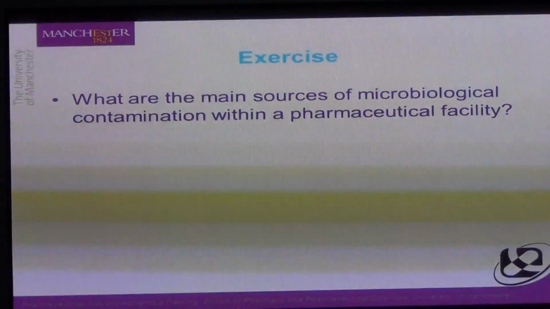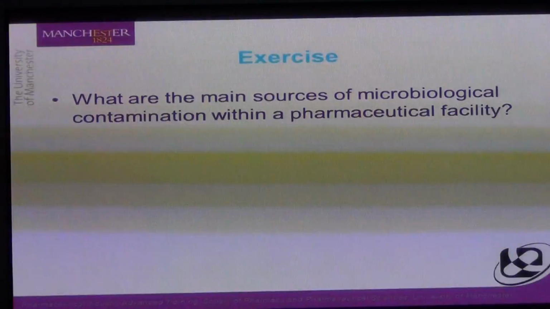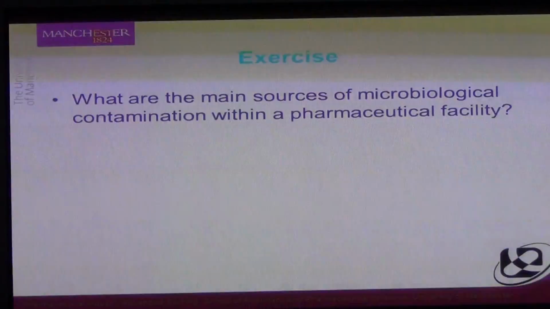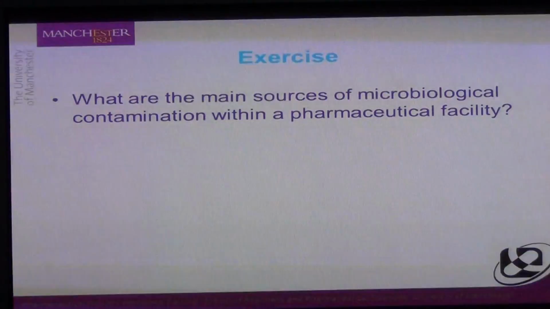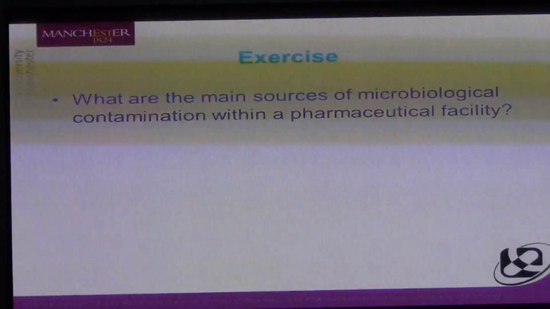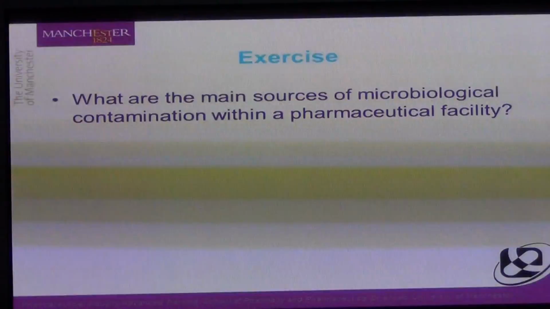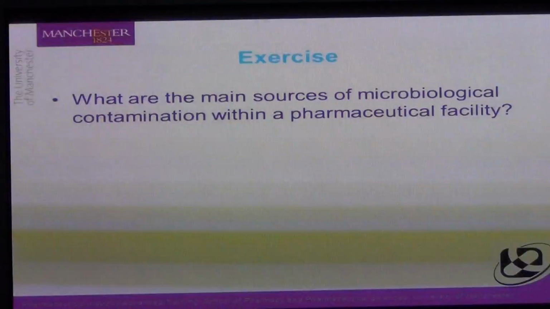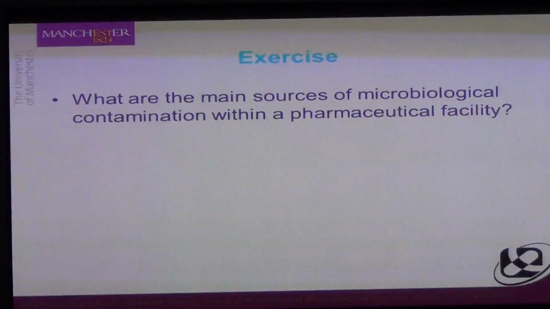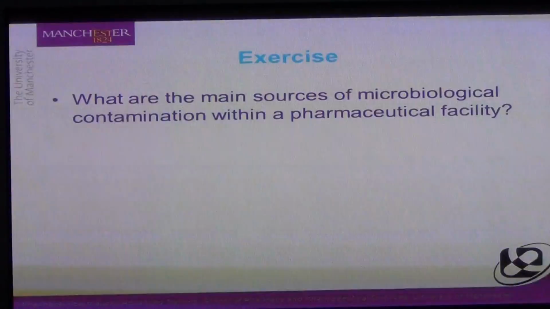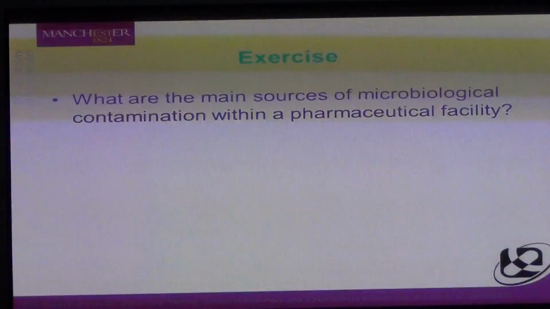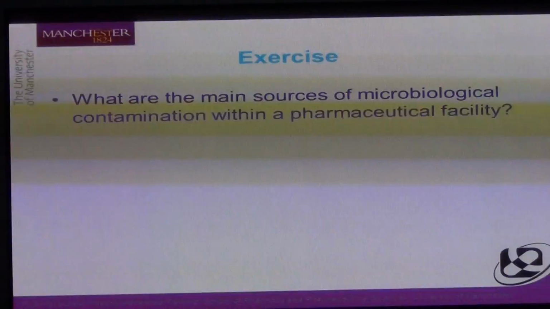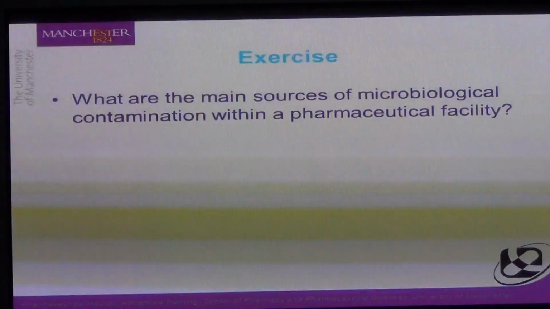Okay, so it's time for another exercise. This exercise is, what are the main sources of microbiological contamination within the pharmaceutical facility? So again, I'd like you to go away and think and to write down some ideas and maybe go into small groups as well. And at the end of the exercise, I'll give you my thoughts. So again, it would be useful after 5 or 10 minutes to have a couple of people in the room report back and to share your ideas before I give you mine. So if the person in the room looking after the video could now pause it, and I'll be back with you in a moment.